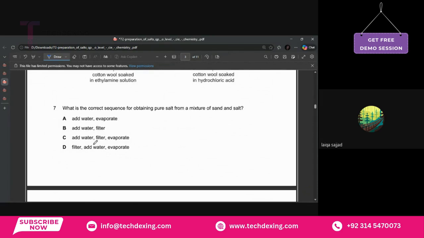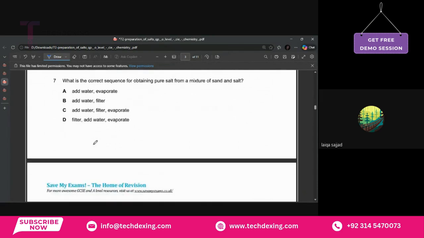So, what is the correct sequence for obtaining the pure salt from a mixture of sand and salt? How can we obtain the pure salt? We add water, filter, and then evaporate it. Very good. So, it's option C.